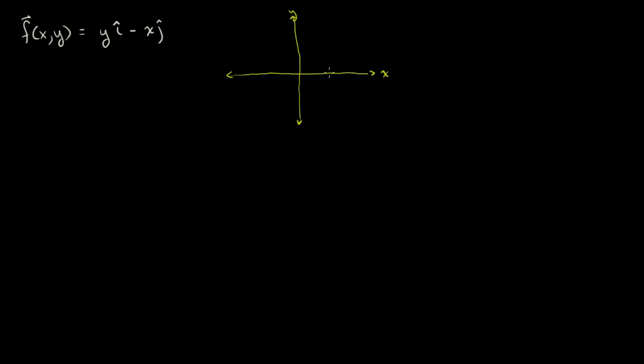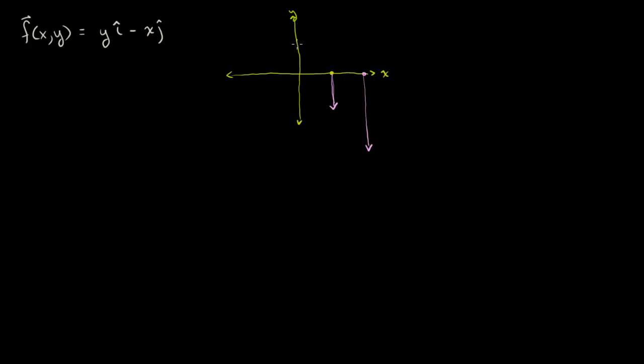So if we're at the point, for example, (1, 0), what will the vector look like that's associated with that point? Well, at (1, 0), y is 0. So this will be 0i minus 1j. Minus 1j looks like this. At x equal to 2, I'm just picking points at random, ones that'll be easy, y is still 0, and now the force vector here would be minus 2j. So it would look something like this.